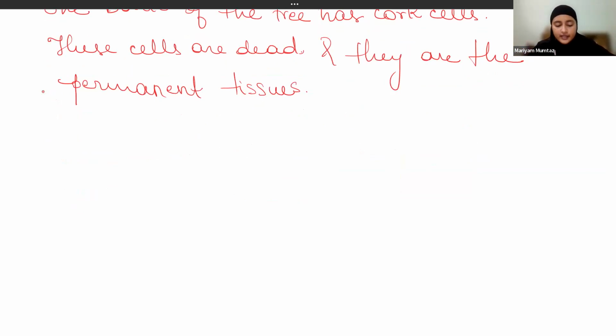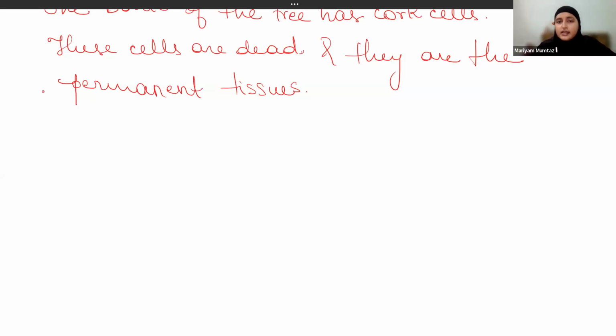What is the color of it? Tell me. Brown. Correct. Yes, brown part. That's right. So see, all the cells that are present there, in that brown part of the tree, they are known as the cork cells.